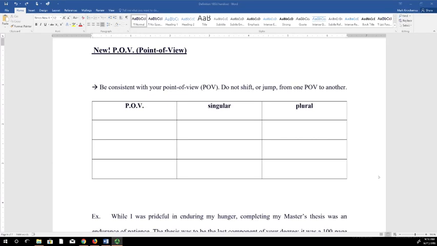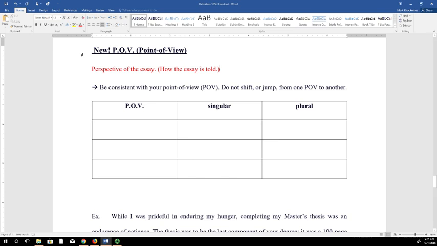Okay, so we're back. Now, this is something new on this last page of the handout. And what this new aspect is, it's point of view. And point of view is abbreviated POV. When we talk about point of view or POV, what that refers to is the perspective of the essay, or how the essay is told.